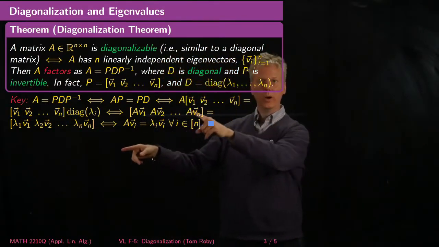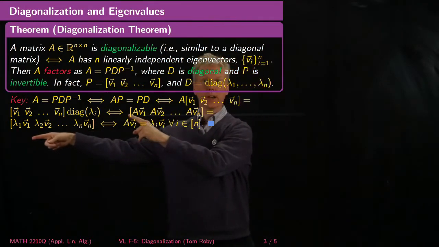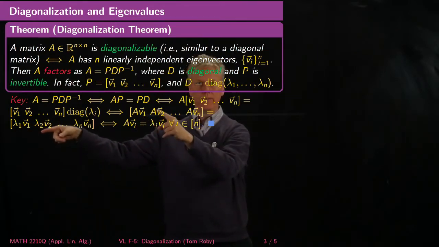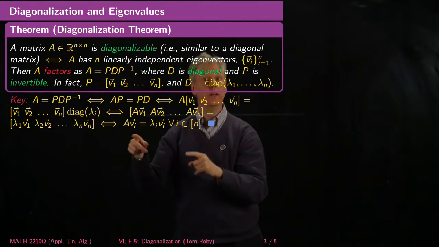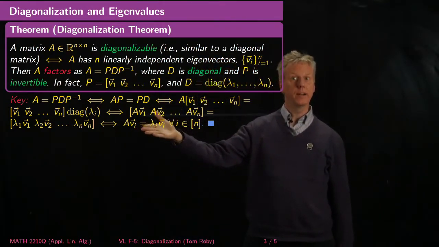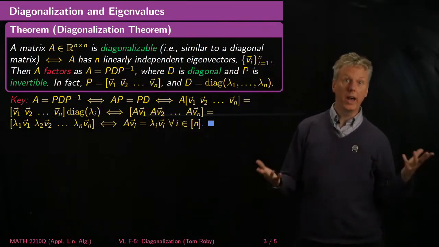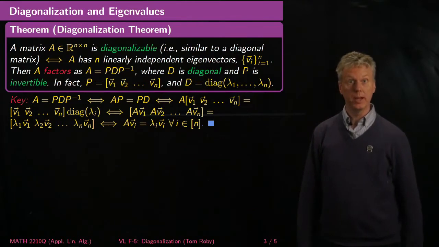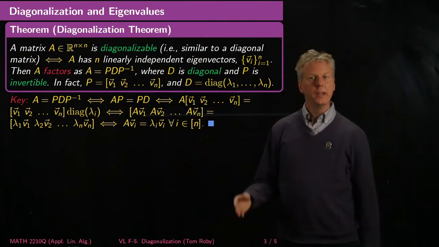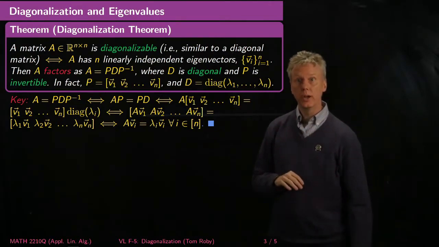So what does this column by column comparison give us? It says that AV1 has to be equal to lambda 1 V1, AV2 equals lambda 2 V2, and so on. In other words, each of these V sub i's is an eigenvector of A corresponding to lambda sub i, because eigenvectors aren't unique, eigenvalues are. This is actually the key to it, and the rest of it I can just tell you in words.